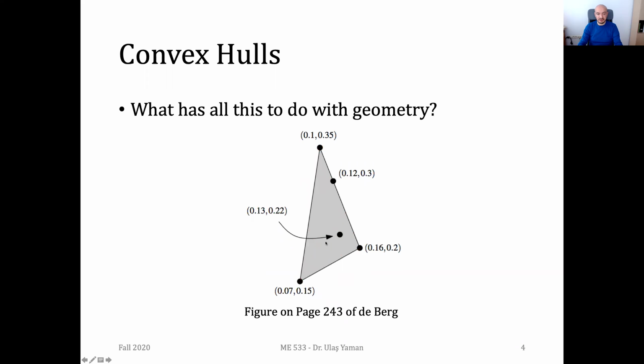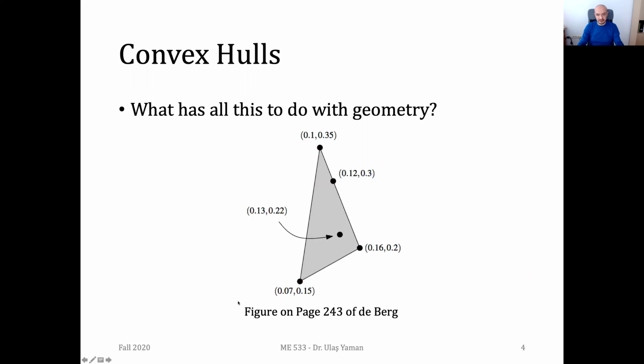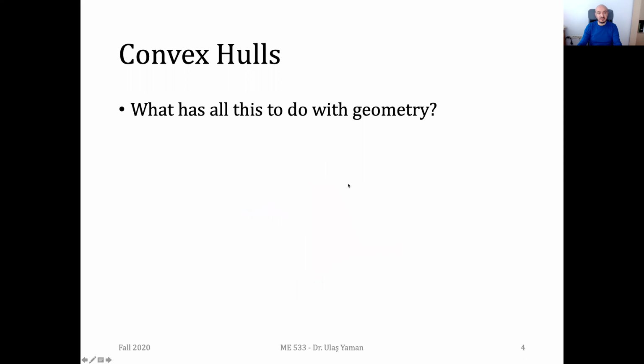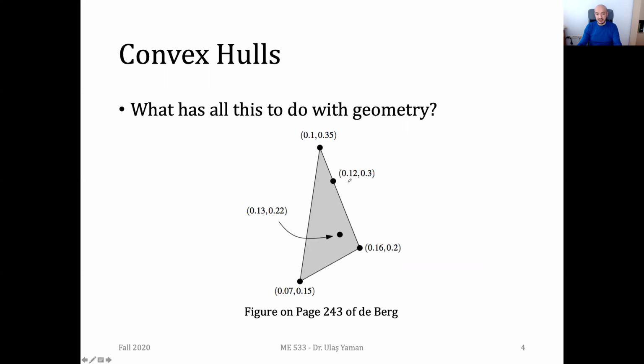Let me make sure of the numbers. So the third mixture is 7% of A and 15% of B. I'm sorry, this should be the third oil well, the new oil well, and this is the first and the second one. And this desired value, if you remember, was the first question we asked: 12% of A, and we want to have 30% of B. As you see, it is on the triangle. Actually, not on the triangle, it's on the line.